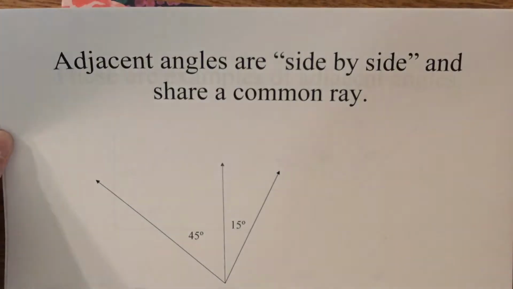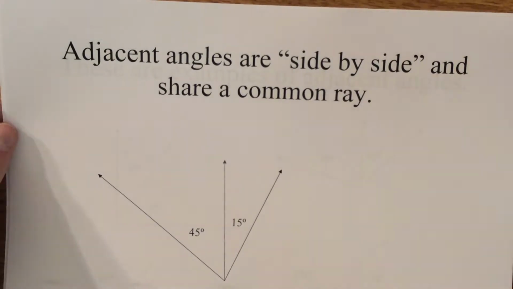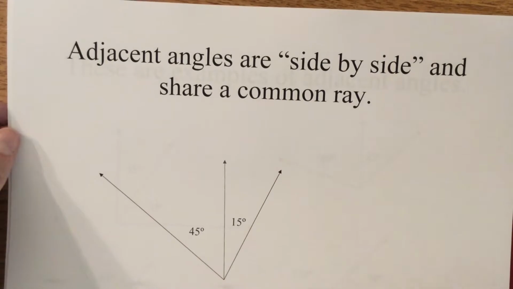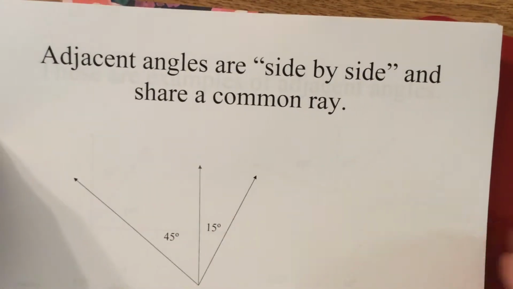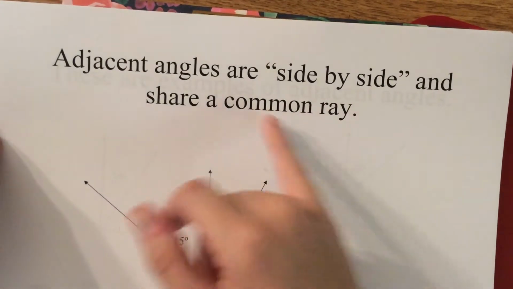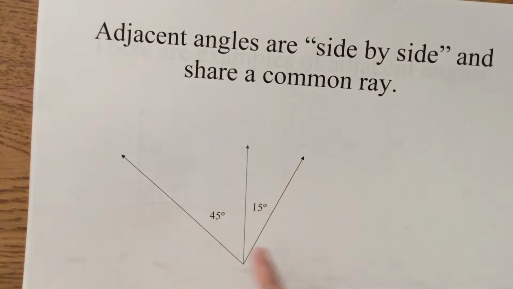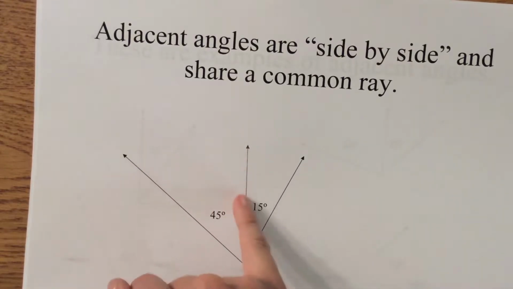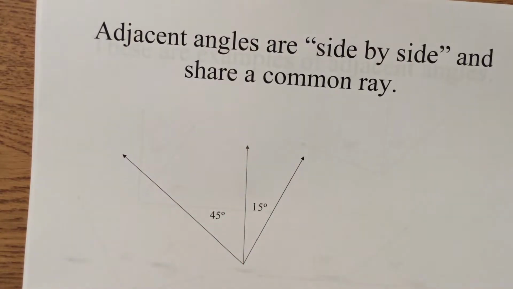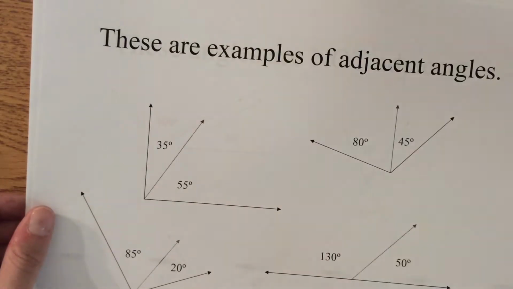Okay, so I'm just going to show you a few things and then we'll do a few problems of an assignment together. So adjacent angles are side by side and they share a common ray. This is the fancy definition, but really all it means is that they are literally touching. So because they share this ray right here, these two angles are touching, it makes them adjacent. They don't have to add up to anything, nothing fancy like that. As long as they are touching, they are adjacent.